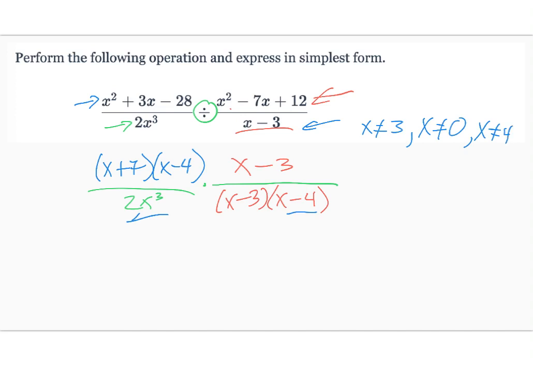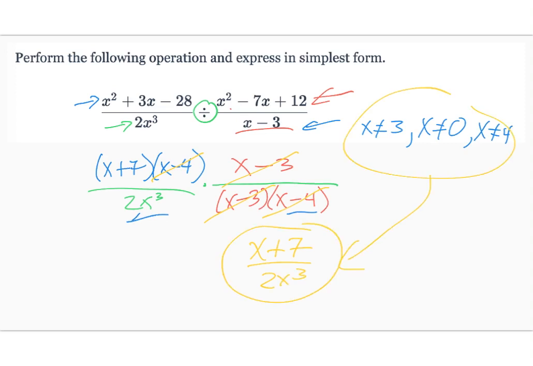We're going to cancel some stuff out. X minus 4 on the top and the bottom, x minus 3 on the top and the bottom, x plus 7 over 2x cubed with my excluded values is my answer.